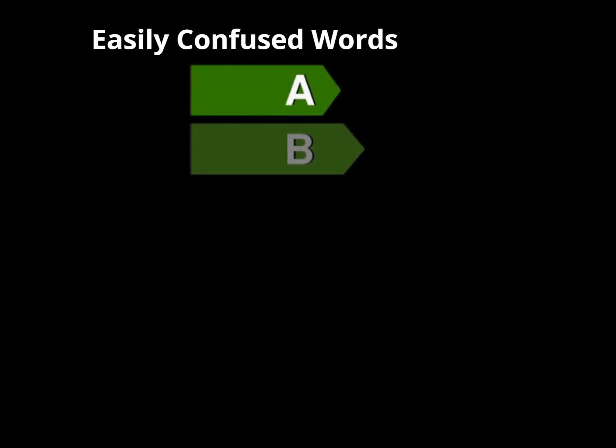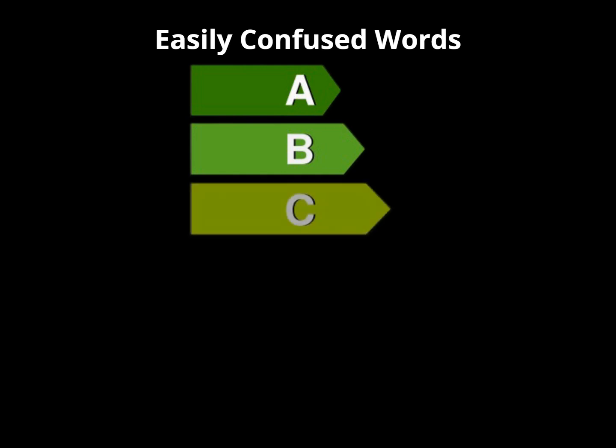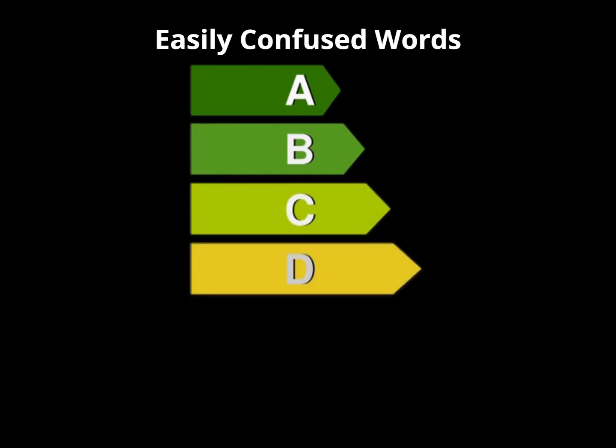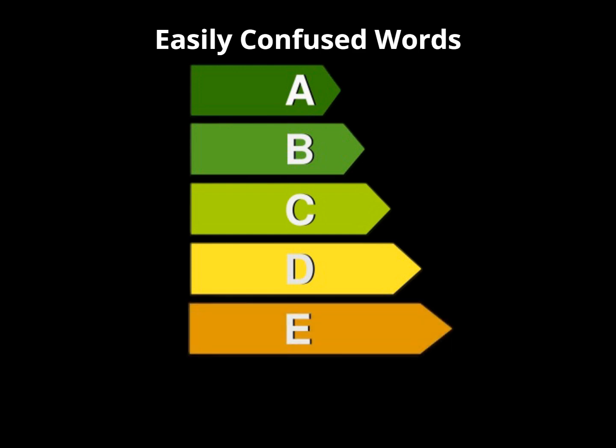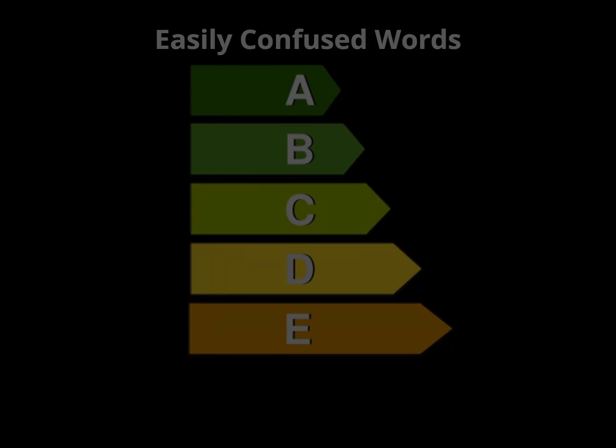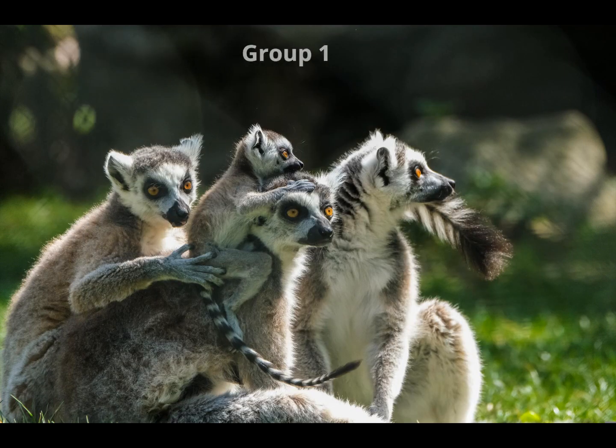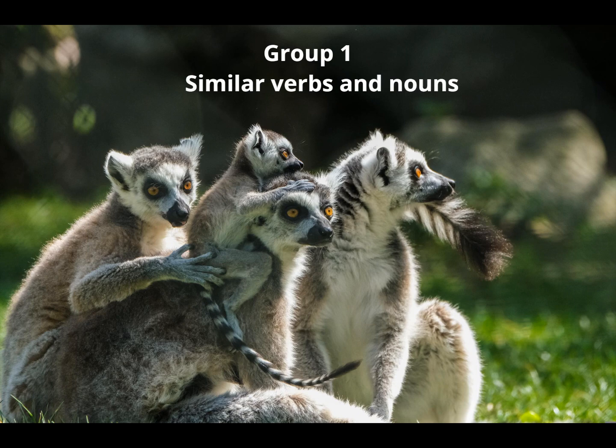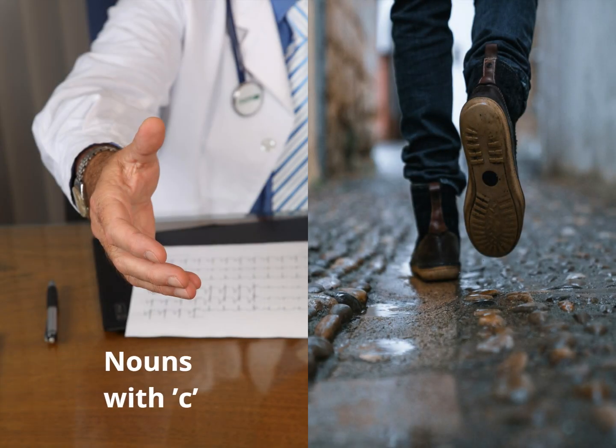So the way we're going to do this, we're going to look at these easily confused words by classifying them together based on the type of mistake, and you'll see what I mean. So the first group we're going to look at, group one, are similar verbs and nouns. So either they are pronounced the same or very similarly, but they have different spelling. The first lot that we have would be writing the noun with a C, the verb with an S, and we would pronounce them differently.